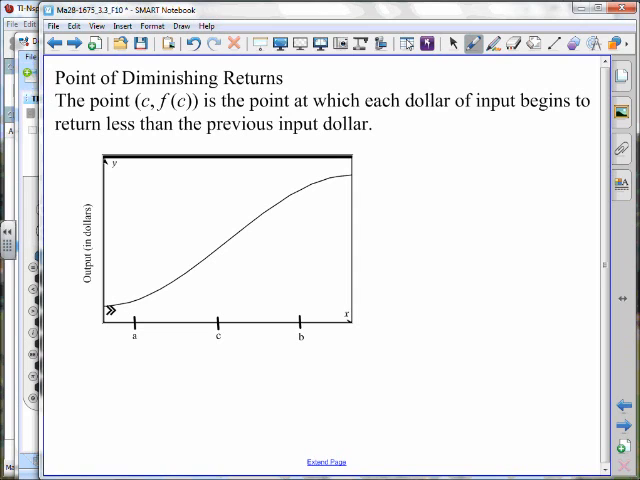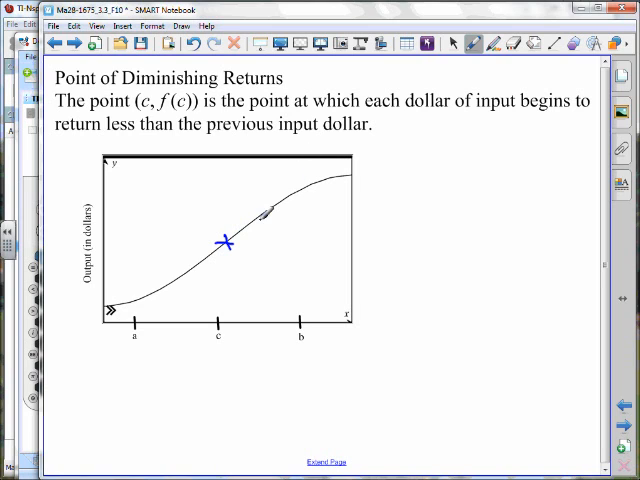In what class did you learn about that? Econ 1. Okay. So Econ 1 maybe is a better connection with this class than Econ 2, as I always thought. Okay? The point at which each dollar begins to return less. Now, what Cole said, it would be the point at which each worker begins to produce less.